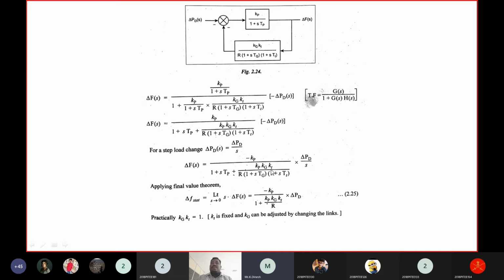If you substitute S equal to 0 everywhere here, first of all the S cancels.